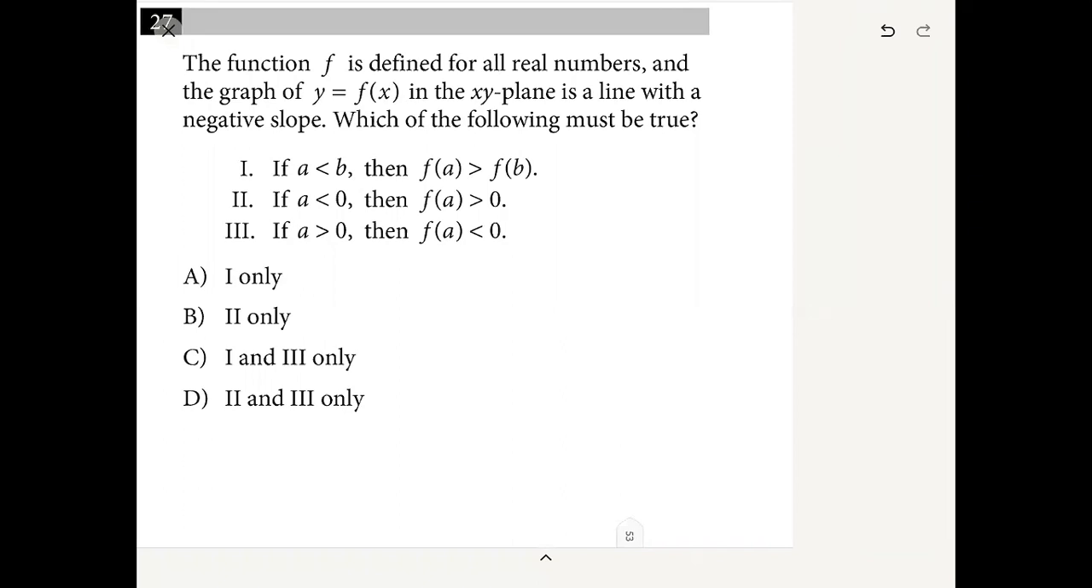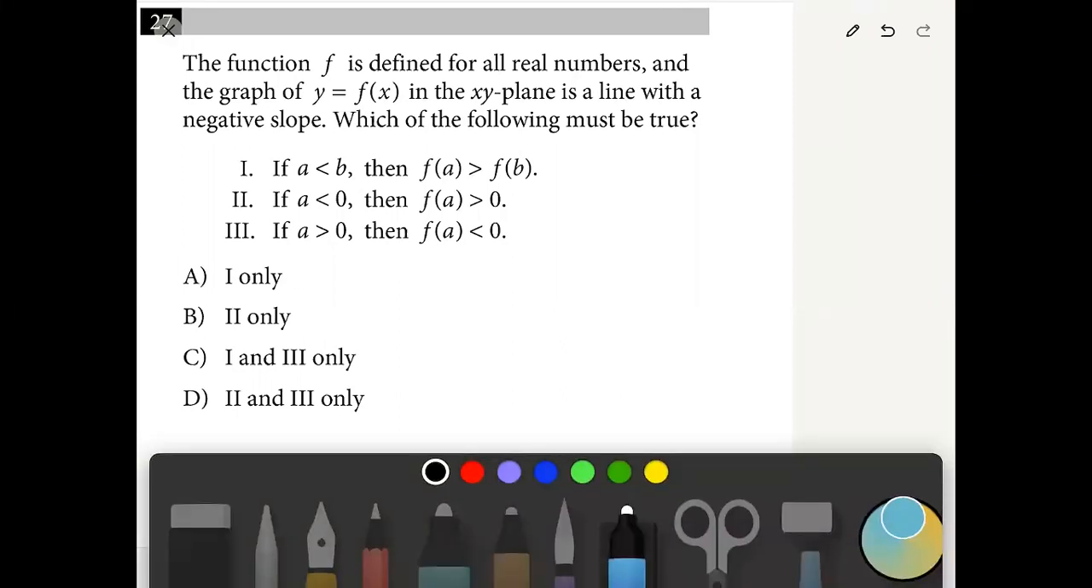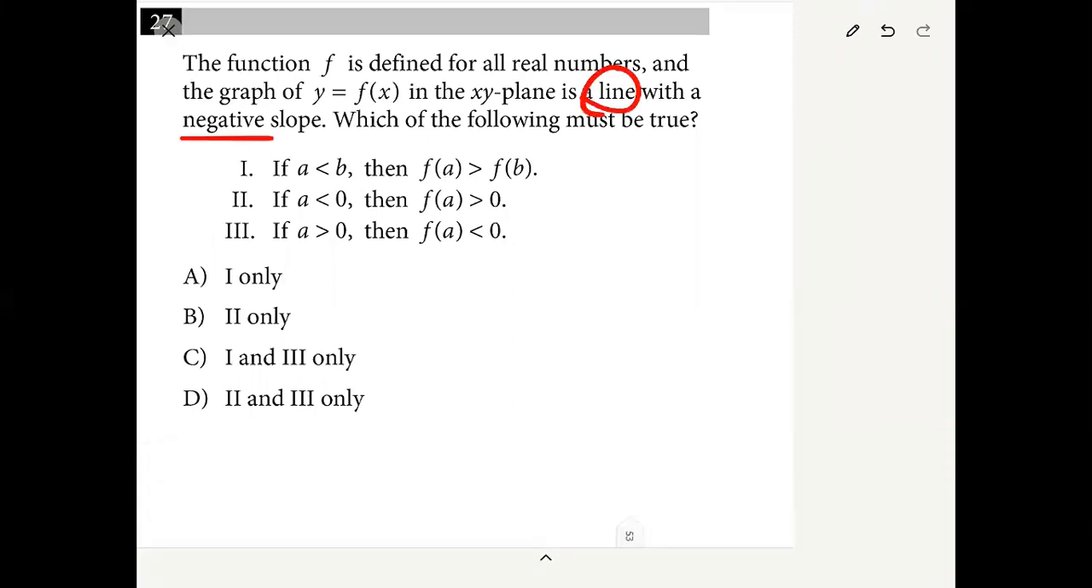It says the function f is defined for all real numbers, and the graph y equals f of x in the xy plane is a line. That's a key piece of information. It's a line with a negative slope. That's another key piece of information. It says, which of the following must be true? Not could be true, not might be true, but must be true. So it has to be true for every single situation, not occasionally, not sometimes, but every single one.